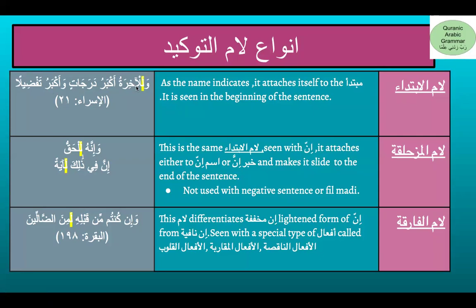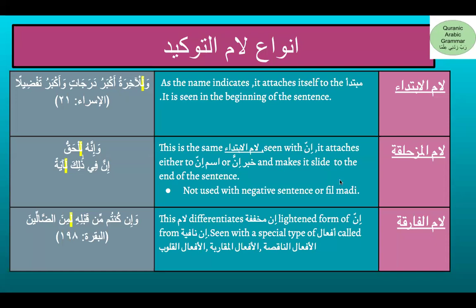So, al-akhiratu is the mubtada marfu bid-damatu zahira, and lam has attached itself to mubtada, and this lam, which is seen in the beginning of the sentence and has attached itself to the mubtada, is going to be therefore called lamul ibtida.